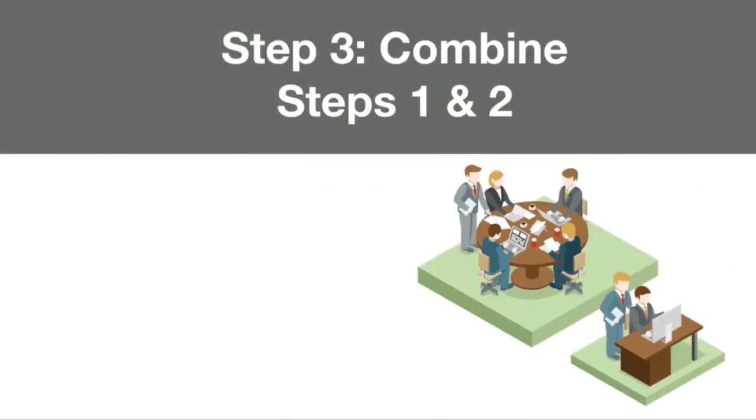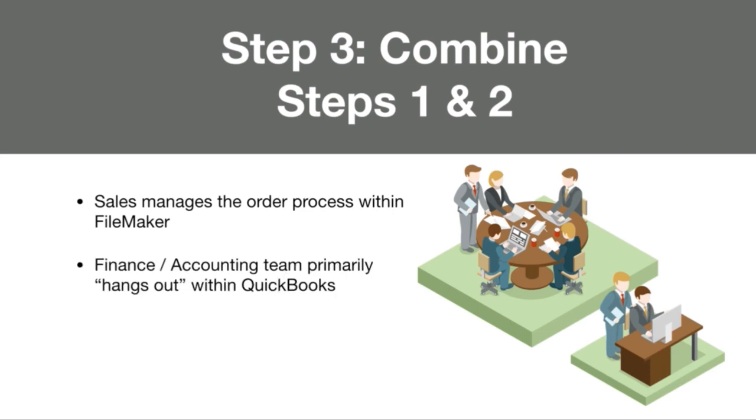And so the idea is that you have to combine both of these groups of people, and that's where all this comes in. So the idea is that your sales team is going to manage the orders within FileMaker, and the finance team primarily hangs out in QuickBooks. So as a general rule, and I'm saying this loosely, the salespeople only hang out in FileMaker. That is more of a concrete statement. The finance accounting people mostly hang out in QuickBooks. That's kind of our assumption.